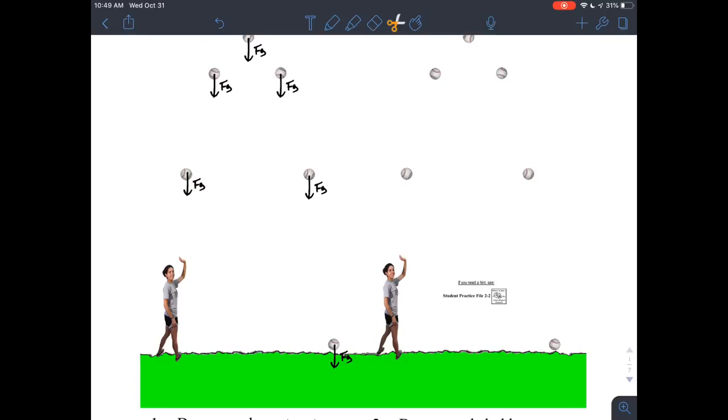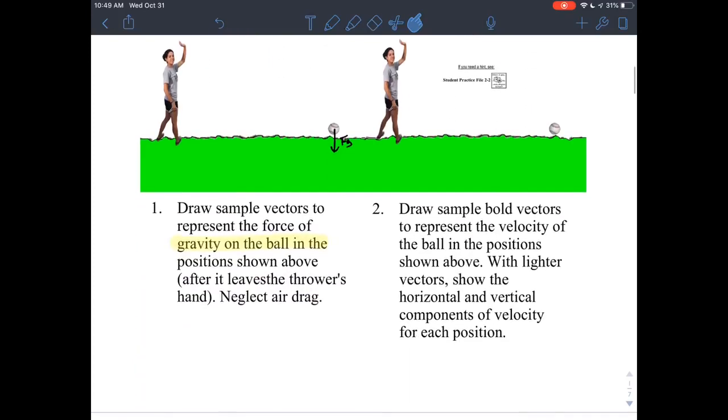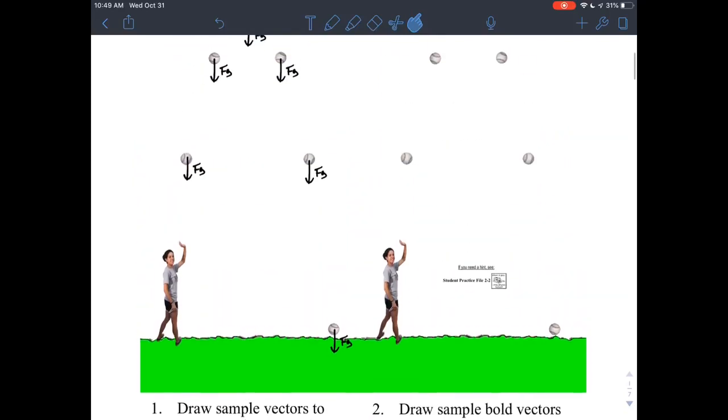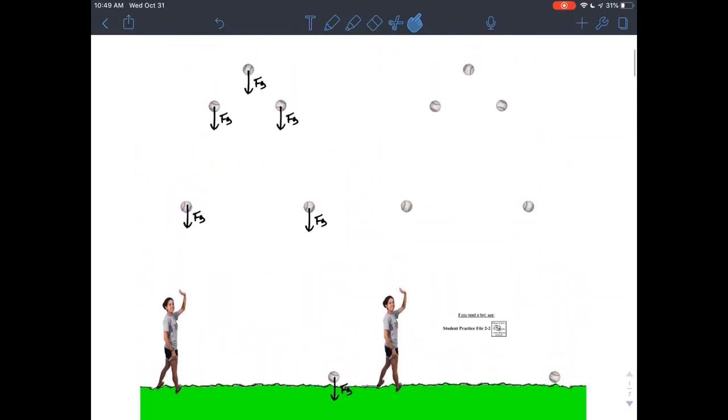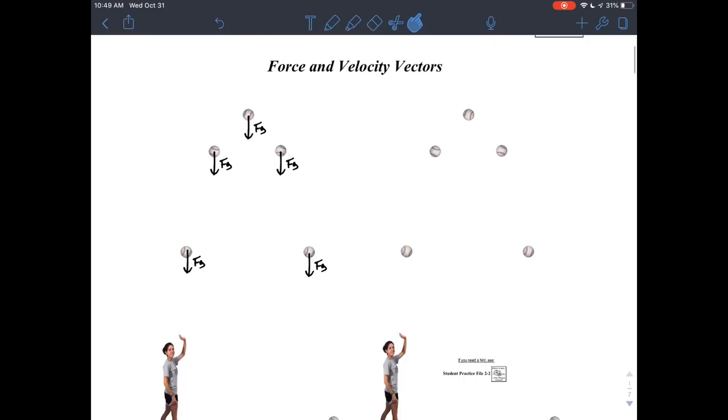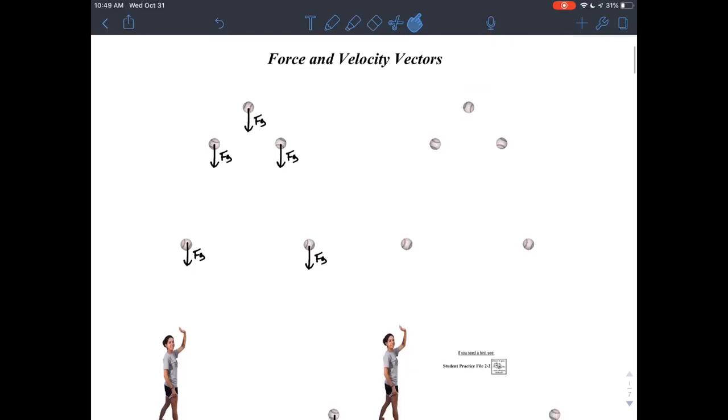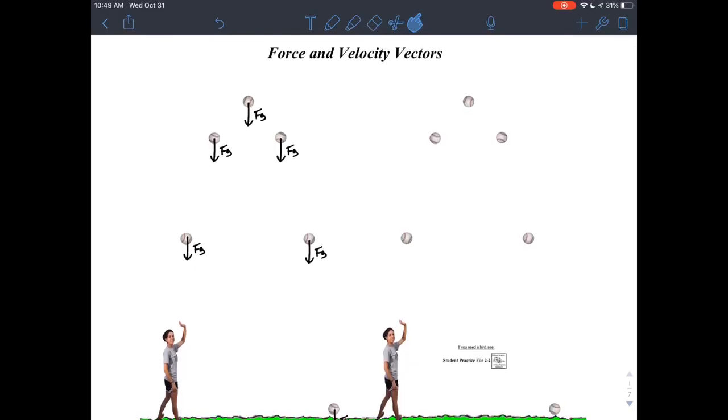Now, in part 2, we're going to step away from the weight and the force, and we're going to look at velocity. So they want us to draw bold vectors to represent the velocity of the ball in the position shown above, with lighter vectors to show the horizontal and vertical components for each position. So what we're going to do here is look at the components first, and then we'll put it together to find the total velocity for each position.